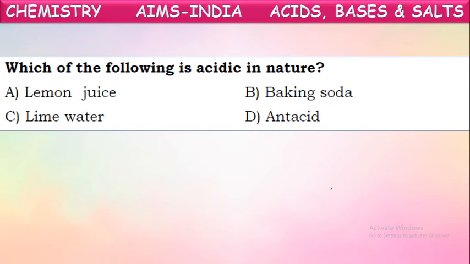Which of the following is acidic in nature? Say which is the acidic substance among these. Is lemon juice acidic in nature? Yes, lemon juice is acidic in nature because it contains citric acid and ascorbic acid, which is commonly called vitamin C. So these two acids are there in this. So lemon juice is acidic in nature.